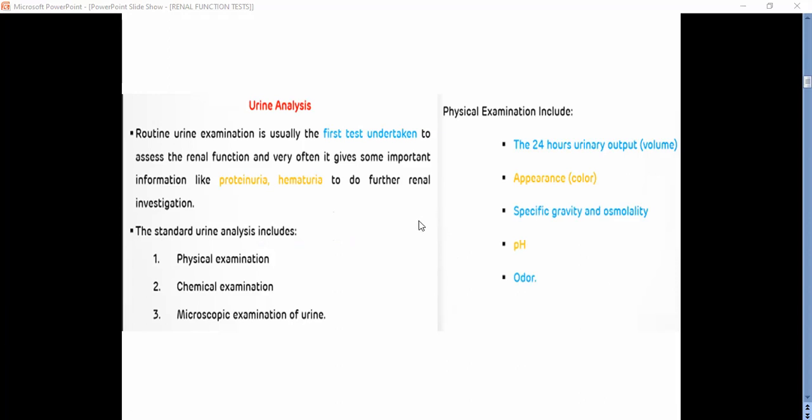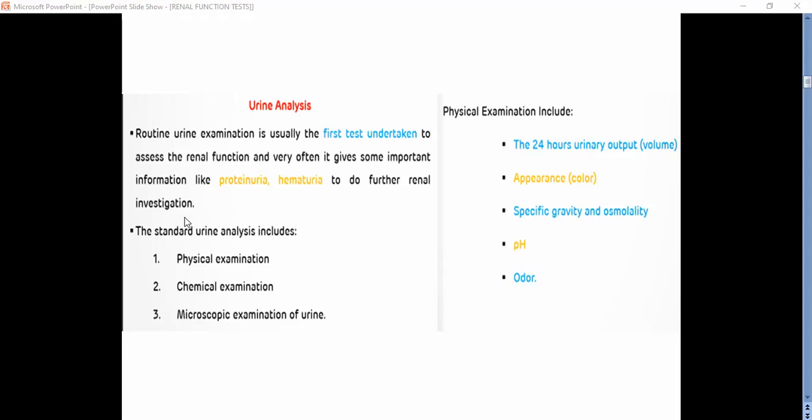Coming to the first one, urine analysis. Routine urine examination is usually the first test undertaken to assess the renal function, and very often it gives some important information like proteinuria and hematuria, leading to further renal investigation. Proteinuria is nothing but protein in urine. Hematuria is nothing but RBC in urine.